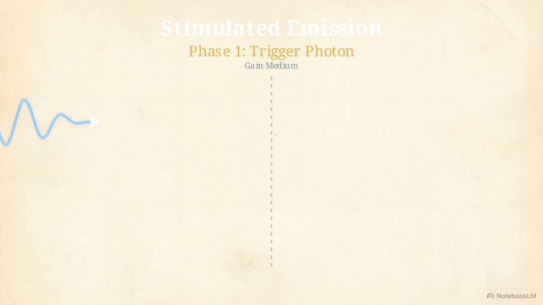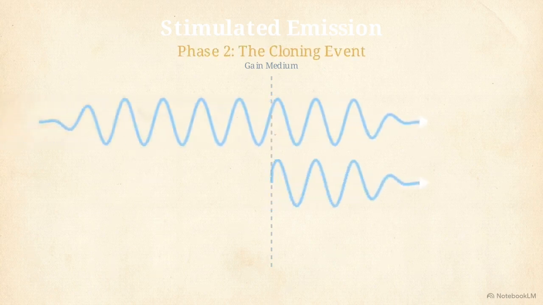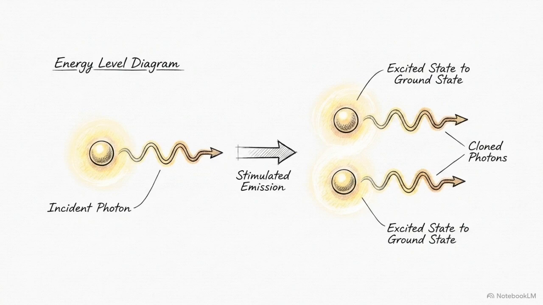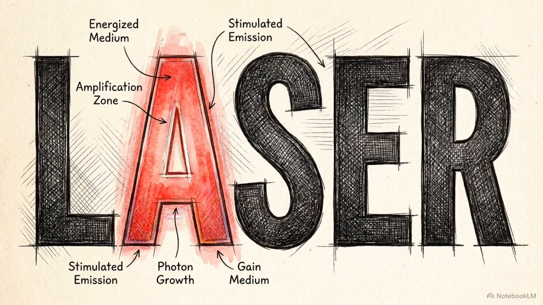That newly emitted photon is an exact physical clone of the first one. It travels with the exact same phase and in the exact same direction. One photon goes in, two identical photons come out. This quantum cloning process is the actual optical amplification that puts the A in the acronym laser.